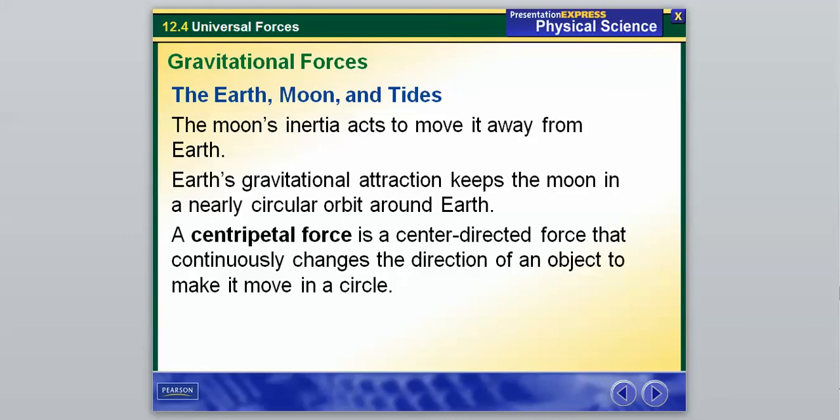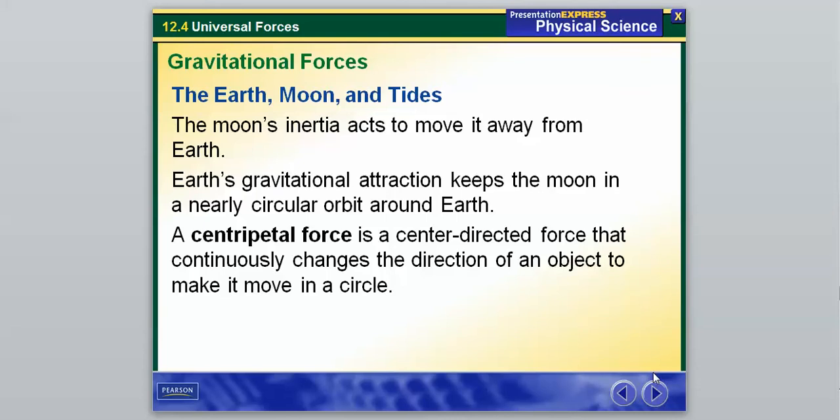And a big example of gravity involves the Earth, the Moon, and then tides. So maybe you've heard this before. The Moon's inertia, again, the tendency to resist a change in motion, acts to move it away from Earth. So the Moon, its natural movement based off its inertia, wants to move away from the Earth. However, Earth is so large that it has a gravitational attraction, and it keeps the Moon in a nearly circular orbit around Earth. So the Moon has the inertia to say, hey, I'm going to resist a change in my motion, or I just want to stay in one spot. I don't really want to move.